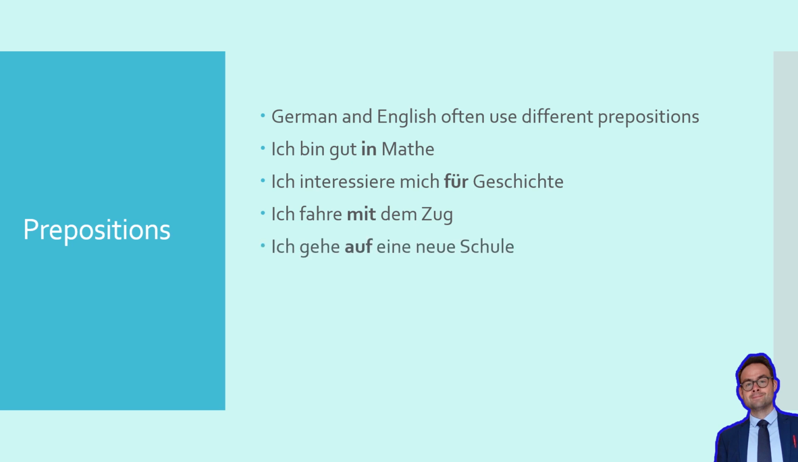Ich gehe auf eine neue Schule. I go on a new school rather than I go to a new school. Ich studiere an der Uni. In der Pause. In the break rather than at break. Ich warte auf. I wait on, not I wait for. So these are a few of the key prepositions which are different in German to English, and will make your translation look a lot more natural if you can use the correct German preposition.